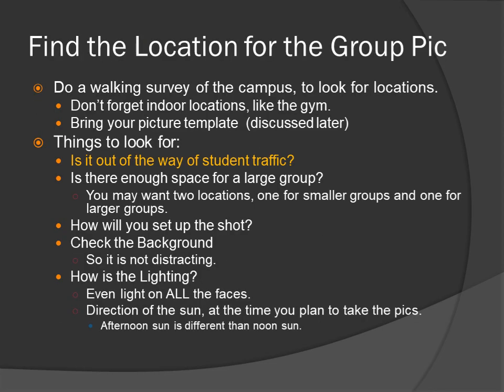Find the location for the group picture. Do a walking survey of the campus to look for locations. Don't forget indoor locations like the gym or the cafeteria. Bring your picture template. Discuss later. Things to look out for: Is it out of the way of student traffic? Is there enough space for a large group? You may want two locations, one for smaller groups and one for larger groups. One size does not always fit all.